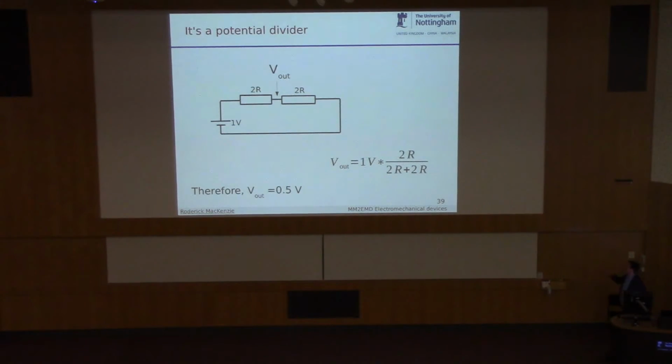Well, it's a potential divider, right? So you've got 1 volt. It's going to be split over both these resistors equally, yeah? So you're going to have half a volt over one resistor, half a volt over the other resistor. So you can just go 2R, so that's the voltage over one resistor, over 2R plus 2R times 1 volt is 0.5 volts, right? So we now know V out is 0.5 volts.